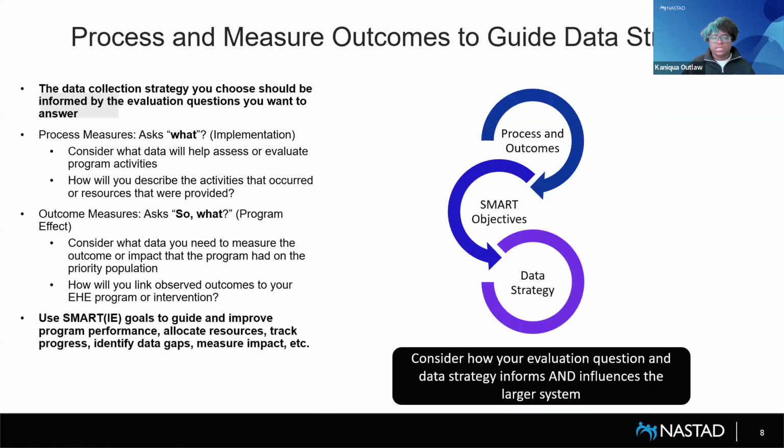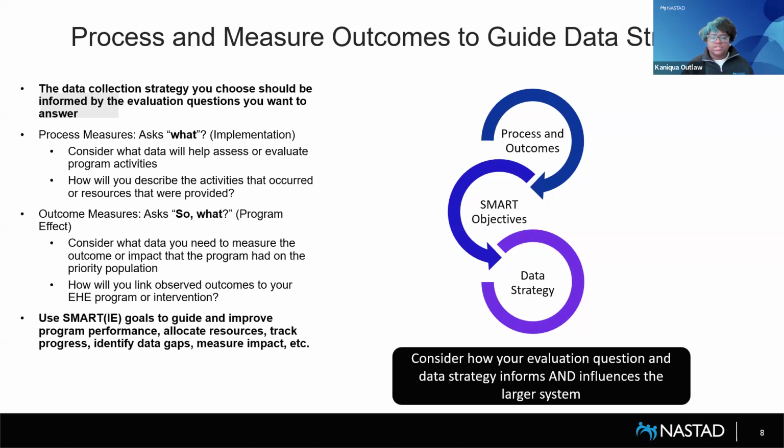So process measures, this is asking the what. What is it that you're doing? What is it that you're implementing? Your process measures should tie directly to your SMARTY or your SMART goals. Here you want to ensure that your process measures are in alignment with those components. And the focus should be on activities and resources. So you should consider what data can help you assess whether or not your program activities or your resources were implemented as designed or as intended.